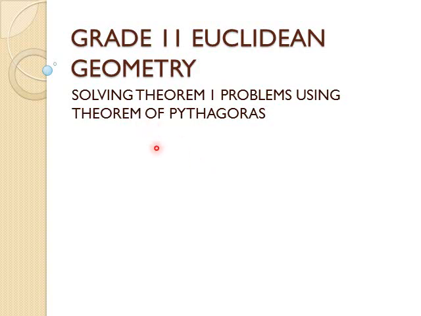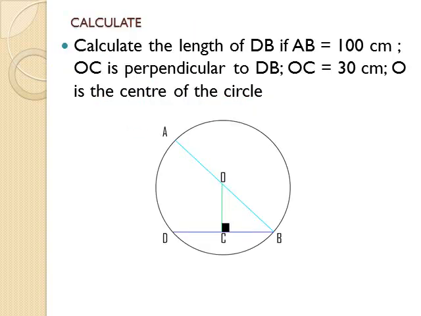Mr. Simons here. Now before we go to Theorem 2, just to get you used to, we're solving three different problems. First one we will be looking at two variations, solving Theorem 1 problems using Theorem of Pythagoras, right? So given to us, they say calculate the length of TB, from T to B, if AB is 100 centimeters, OC is perpendicular to TB and OC equals 30 centimeters. Take note, O is the center of the circle.